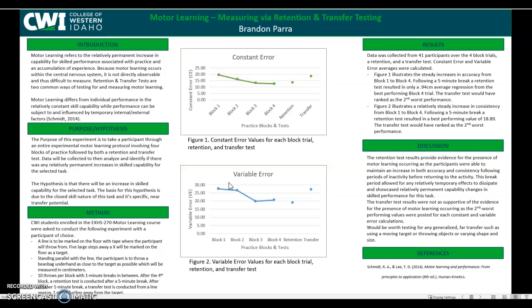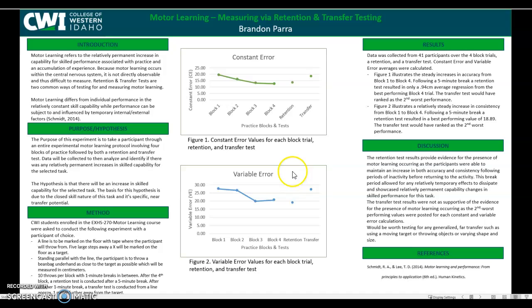When it comes to transferability of that task, the transfer task that we did apply in this experiment had very specific near transfer potential, so there is also an expectation in the hypothesis that we will still see presence of motor learning occurring when we're looking to transfer this skill as well.